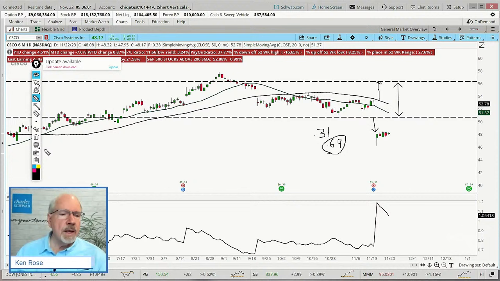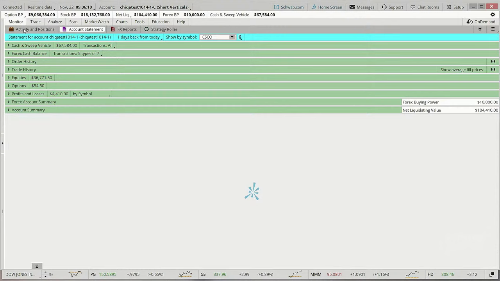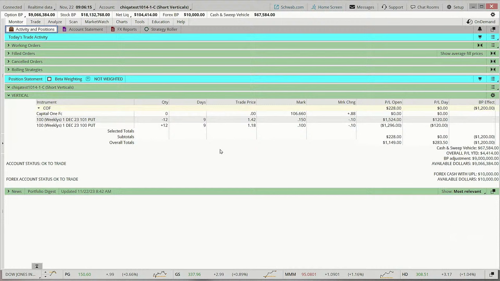I'm going to take that off of here, and let's move our drawing tools off of here for just a second. I want to come in here and look at an existing trade that we put on some time ago, and this is going to be COF. This is a short vertical that we put in. It looks like we have 9 days until expiration. It looks like this one's doing okay. We have P/L here of 228.